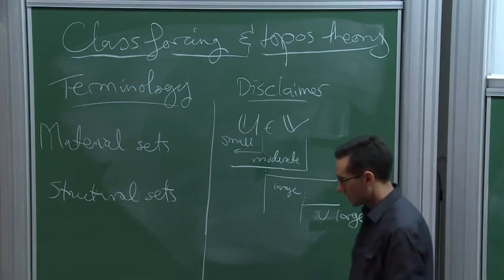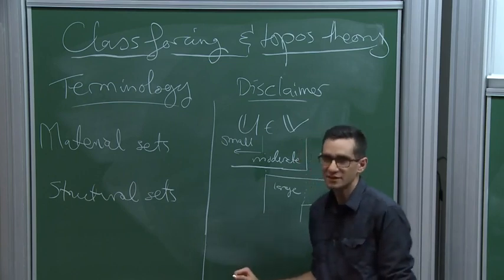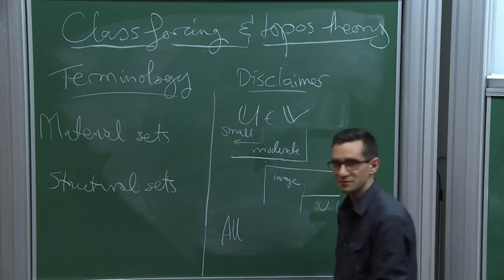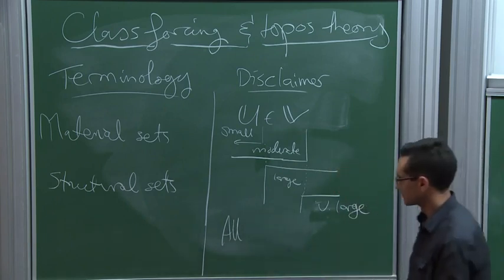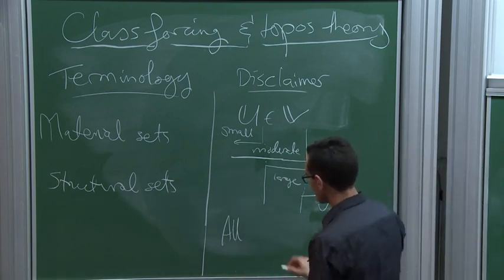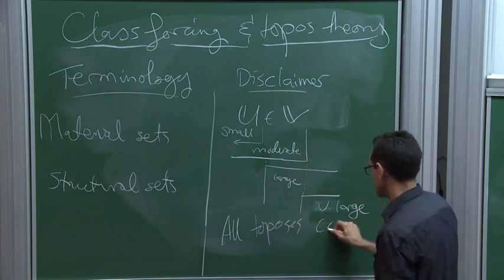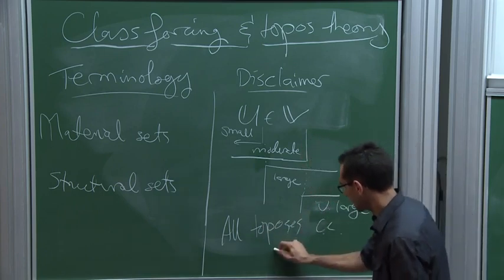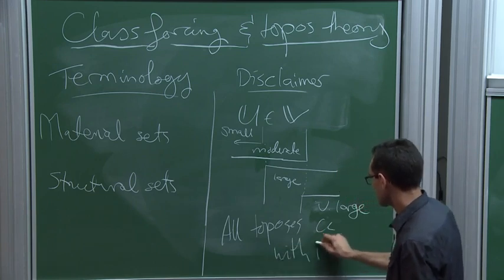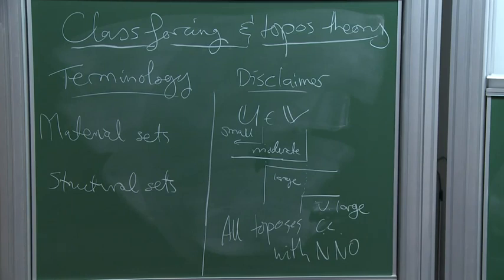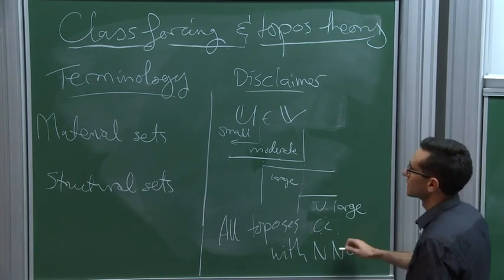Also, unless I say otherwise, all toposes, and I'm dealing with elementary toposes a lot, so I'll get into that in a bit, all toposes are co-complete with natural number object, but I don't want to say, take a co-complete elementary topos with a natural number object, over and over again.